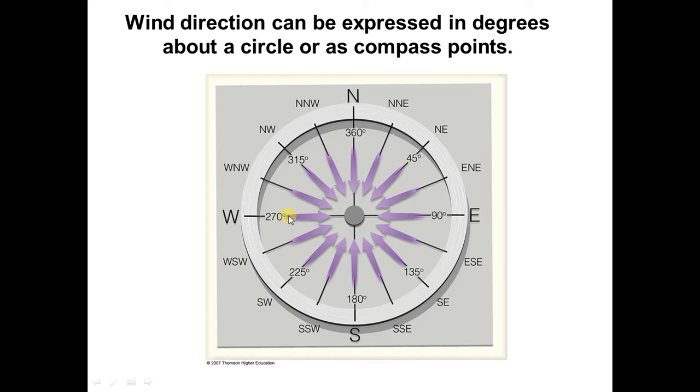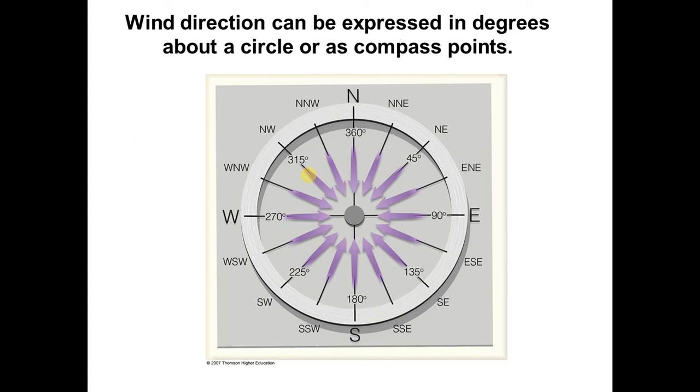Okay, so northwest, as you see, is halfway between west and north. The difference between west and north is 90 degrees. Half of that is 45 degrees, so a northwest wind would have a meteorological angle of 270 plus 45 equals 315 degrees.